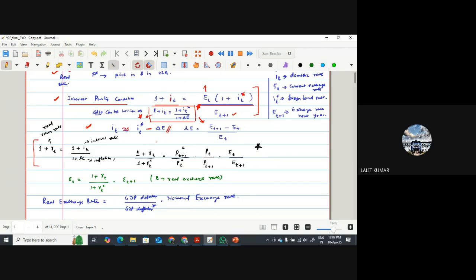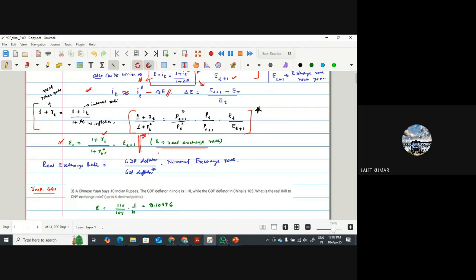This is from week 5 to week 6. Now if we use this in this formula, then we get 1 plus R T divided by 1 plus R T star is equal to P T star plus 1 divided by P T star into P T by P T plus 1 into E T by E T plus 1. And if we put these values into the real exchange rate, then we arrive at this formula. So this is another important formula. We get the real exchange rate is equal to 1 plus the return in the domestic country, over 1 plus R T star, the return in the foreign country, into the real return rate E T plus 1.